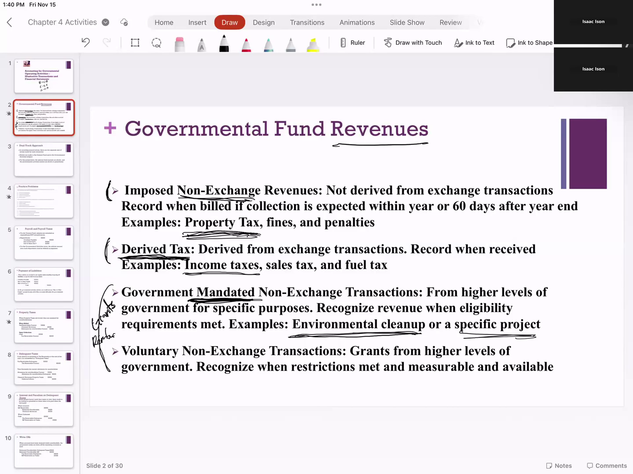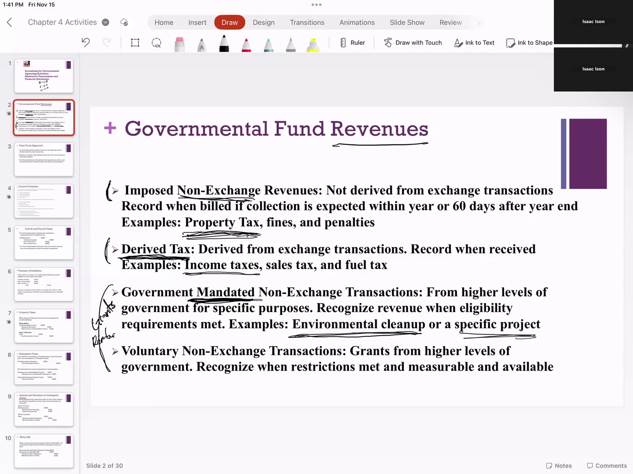Okay. Voluntary, on the other hand, is where we apply for the grant or it's a competitive grant and we want to receive that money. Again, though, typically they're going to be reimbursements. They're going to be restricted for specific purposes, and therefore we recognize the revenue when we've met the restrictions. Okay, that's the key to those.